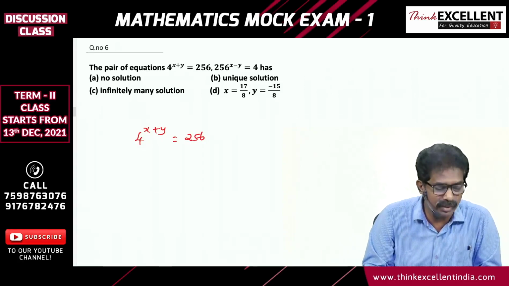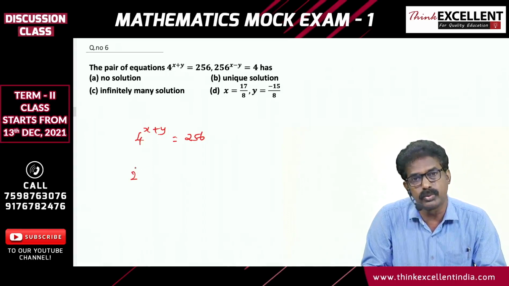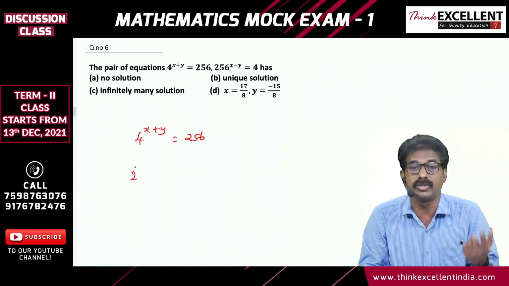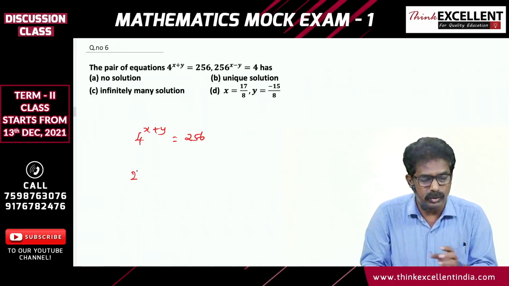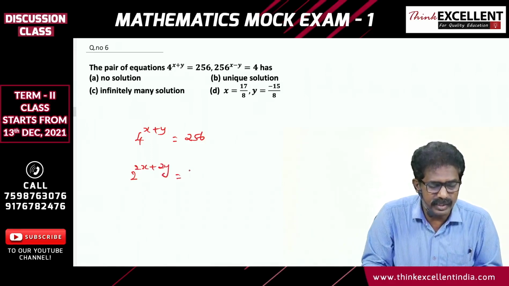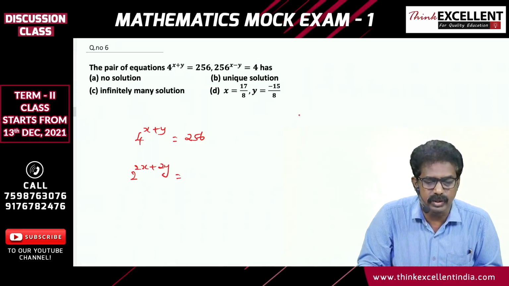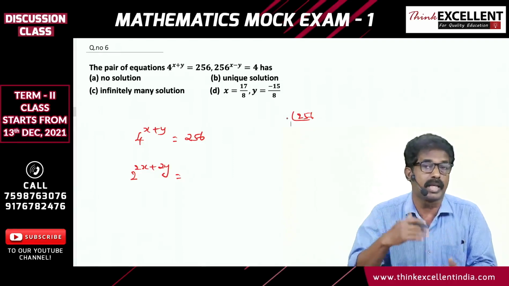How can you simplify? 4 can be written as 2 raised to 2, so 2 raised to 2, the whole raised to x plus y. A raised to m, the whole power n, is a raised to mn, right? So 2 into x plus y, so 2x plus 2y. 256, prime factorization: you keep on dividing by 2, 2, 2, 2. You will get 2 raised to 8.